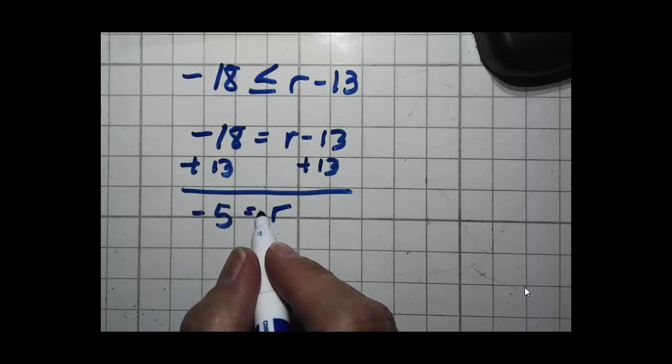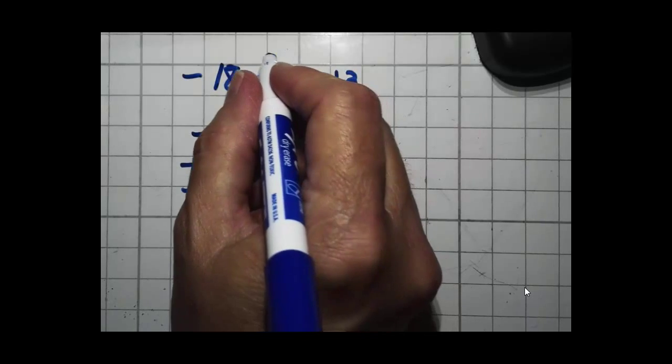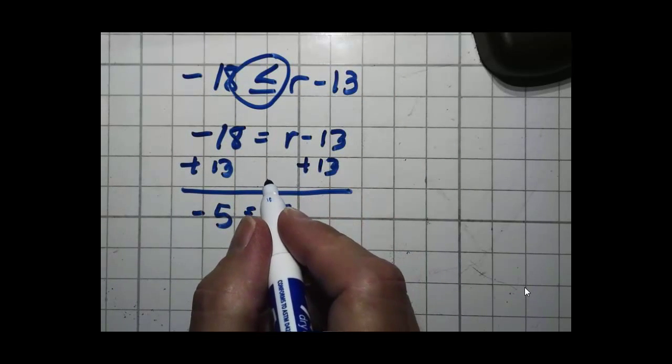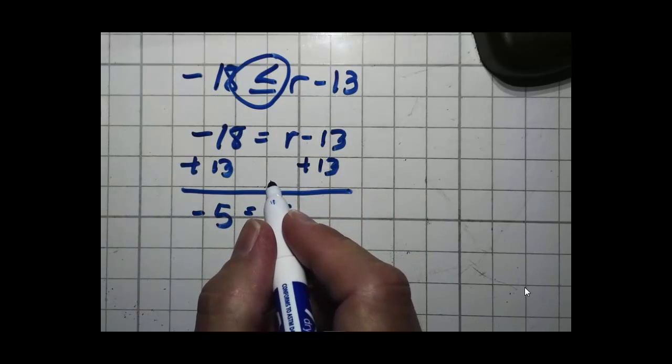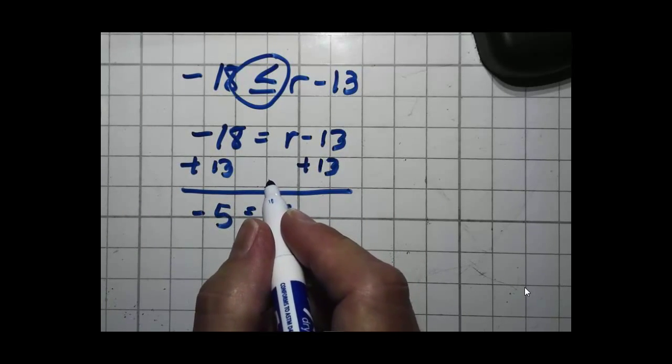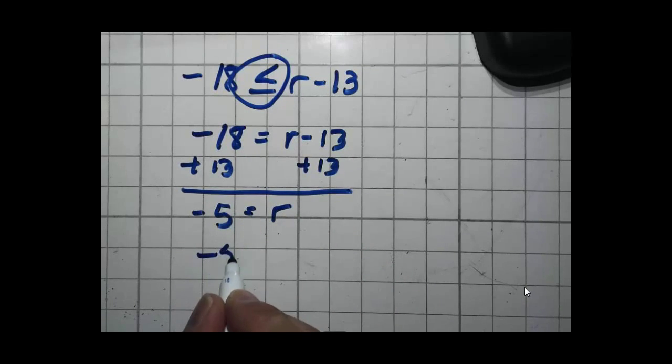Now I'm not done yet. This is an inequality, so I have to go back and look right up here. Did I multiply or divide by a negative number? Nope. And in fact, guess what? In this video and in these kinds of problems, you're not going to do that at all. So I'm going to bring my inequality sign down exactly as it stands right there.